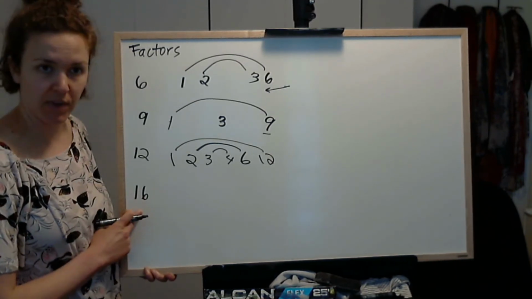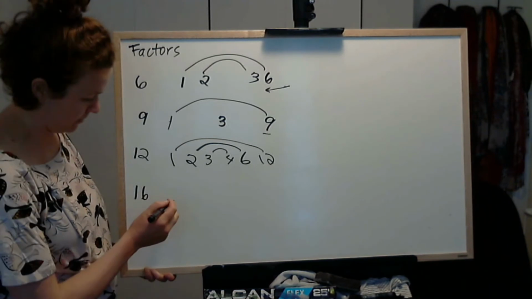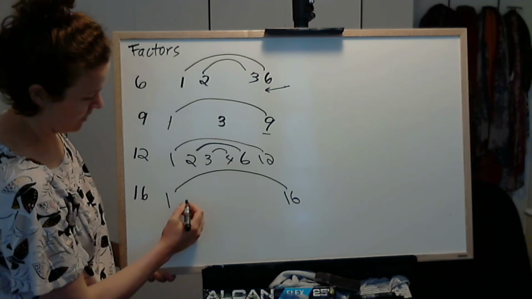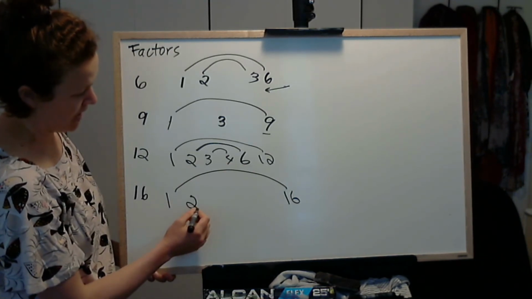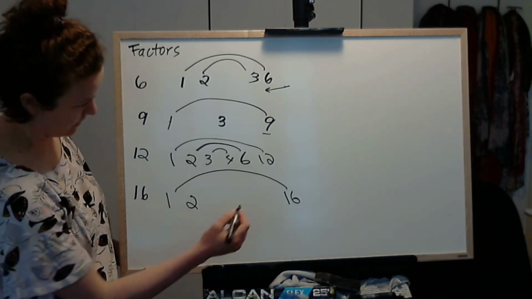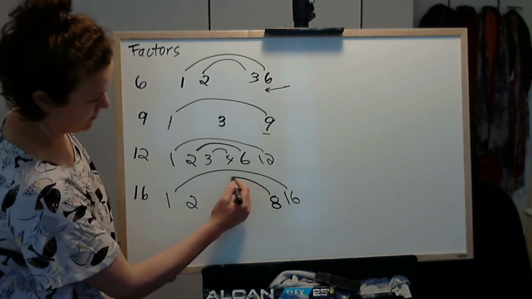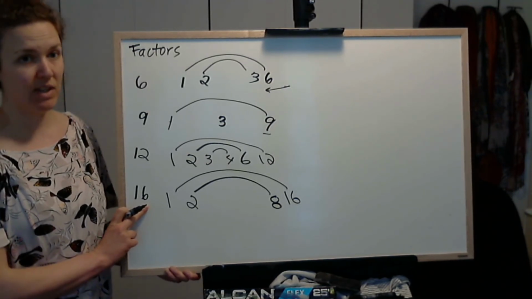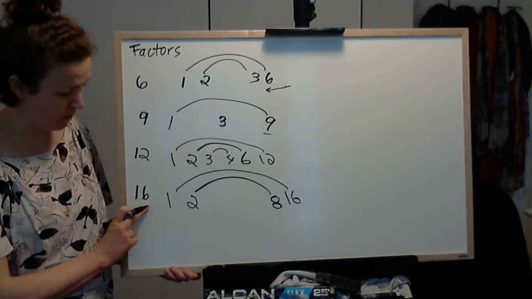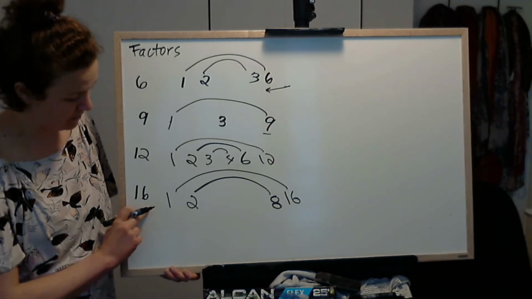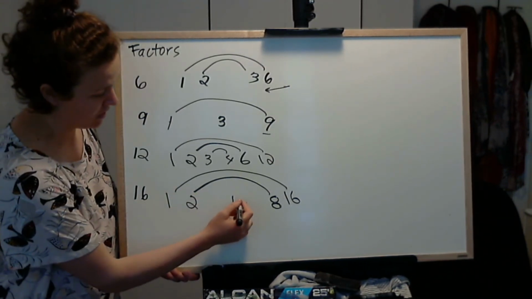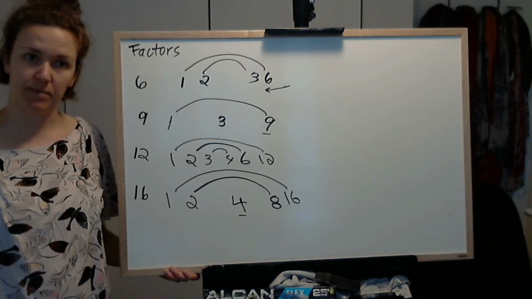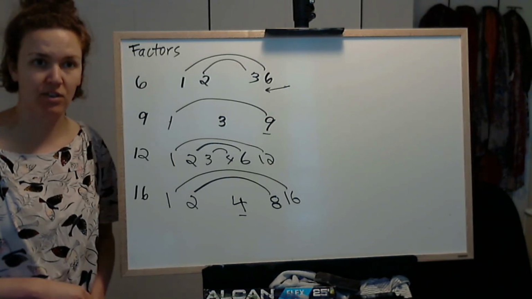Last example, the factors of 16. 1, 16, 2, and 8. Does 3 divide into 16? Well, I know 3 times 5 is 15, so no. Does 4? Yeah, 4 times 4. So again, we've gotten to the middle, 4 times itself, so that we know that these are all the factors of 16. So that's how you find factors of a number.